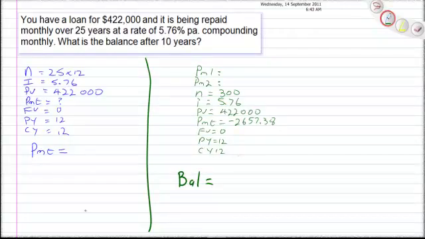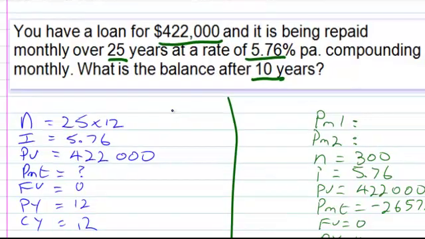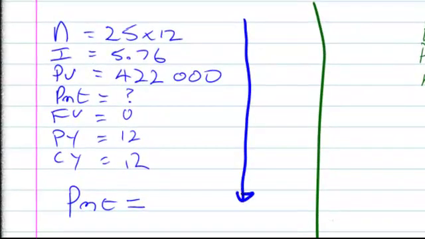So you've got a loan for $422,000. You've taken this loan out, and it's being repaid over 25 years at a rate of 5.76% per annum compounding monthly, and you're trying to find the balance after 10 years. For any of these questions, you have to work out the payment first, because otherwise you can't do any other calculation. So we start by filling in the details that we know. You always got to start with the details that you know. We've written down N, I%, PV, payments per year, and compounded periods per year, and now you're going to fill them in on the calculator. You always got to do that to make sure the person marking it knows what's going on.